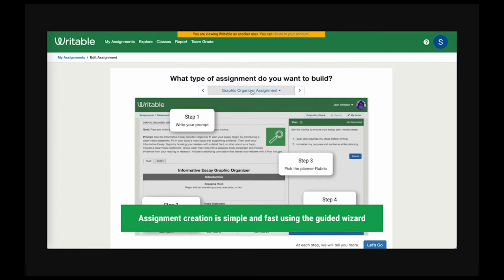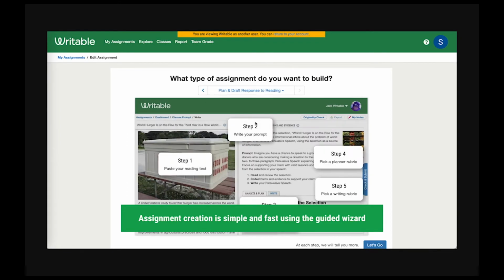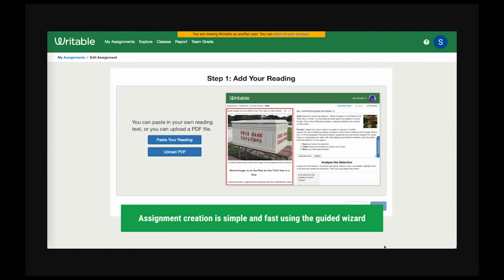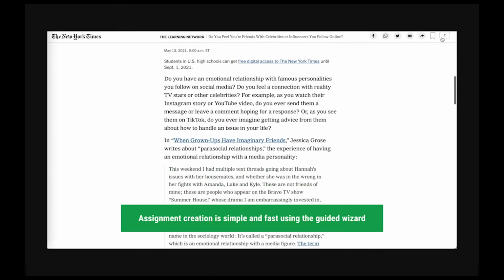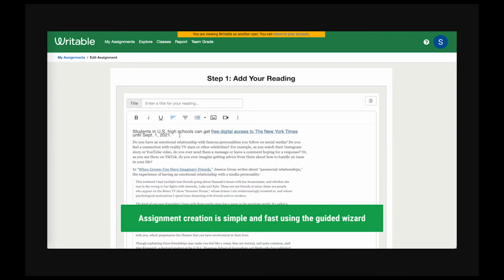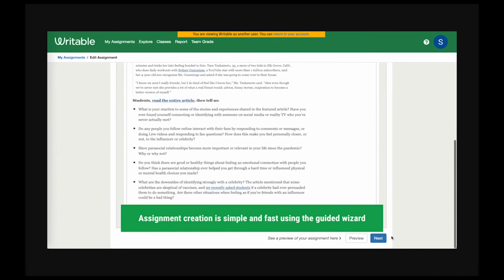You have graphic organizers. So, whether you are building your own curriculum in Writable or you're connecting with our curriculum team to support you, whether you're a single teacher or your entire district, you have those options, right? And it's super easy and very quick to create an assignment.